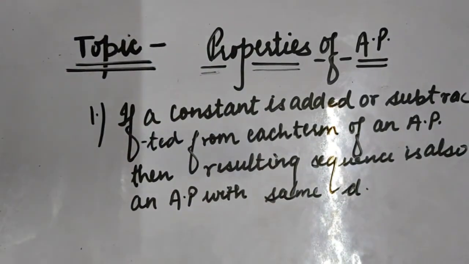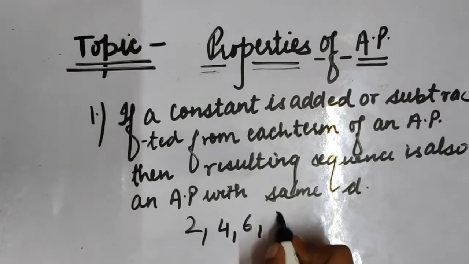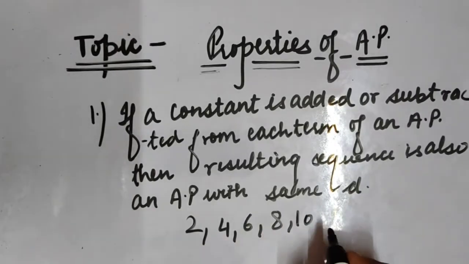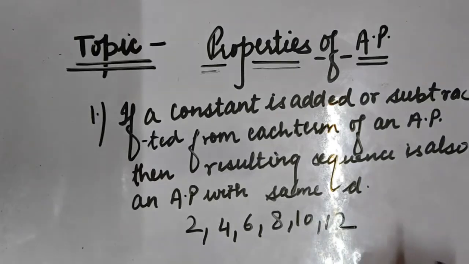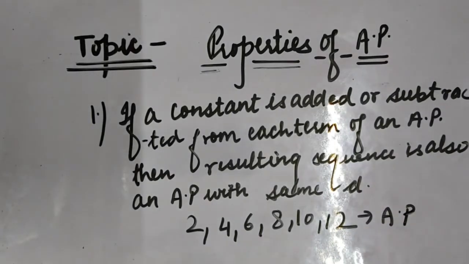What it is saying, if a constant is added or subtracted from each term of an AP, then the resulting sequence is also an AP with the same common difference. Let's take an example to prove it. Suppose there is an AP 2, 4, 6, 8, 10, 12. Now you people can see here it is an AP because here the common difference is 2.